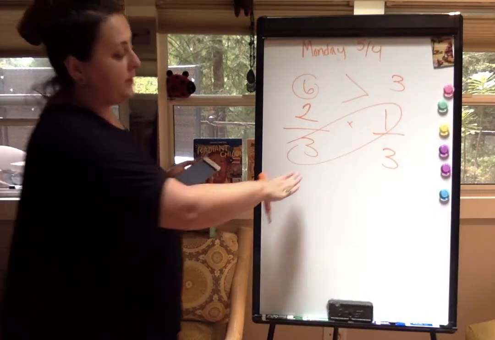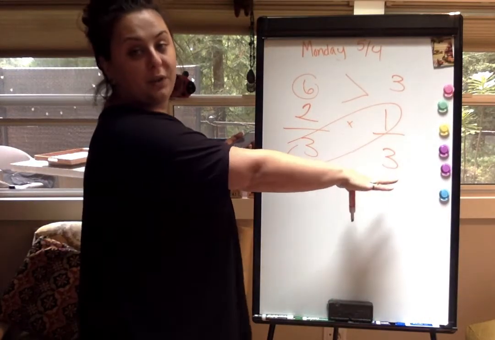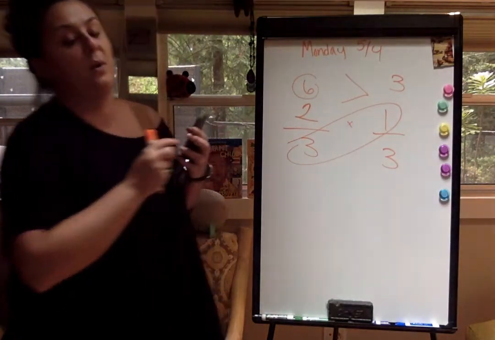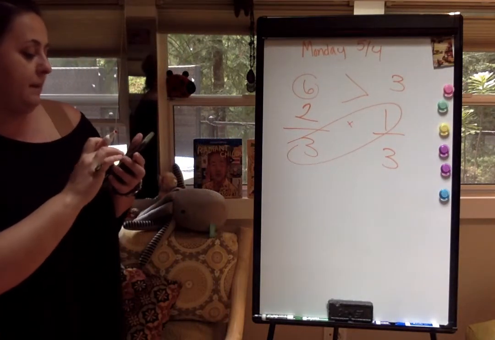And you could have also just looked at it because your denominator here is the same. And if you have thirds, obviously 2 is bigger than 1. So you probably didn't even have to use that method.